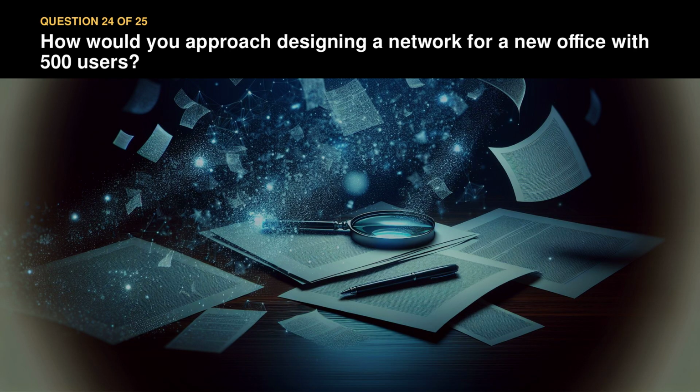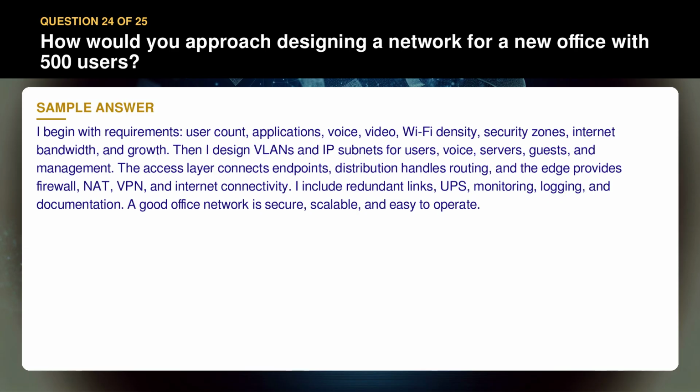Question 24. How would you approach designing a network for a new office with 500 users? I begin with requirements: user count, applications, voice, video, Wi-Fi density, security zones, internet bandwidth, and growth. Then I design VLANs and IP subnets for users, voice, servers, guests, and management. The access layer connects endpoints, distribution handles routing, and the edge provides firewall, NAT, VPN, and internet connectivity.